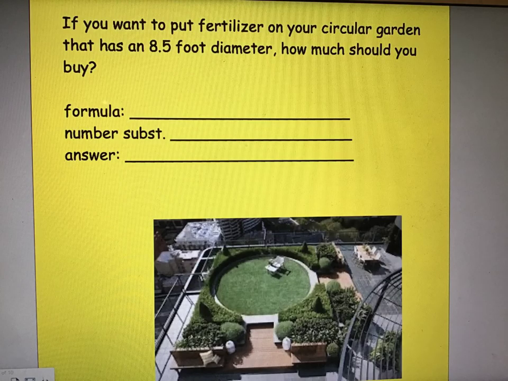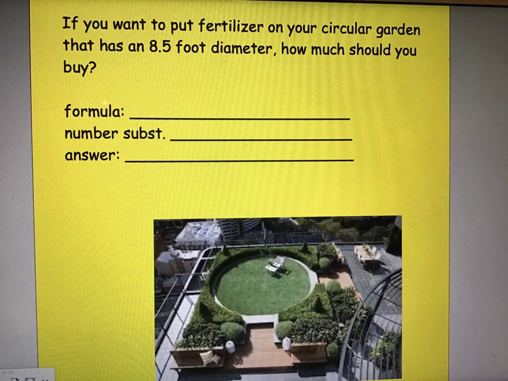Okay, this is the last question. It goes in that bottom box. You're going to put fertilizer on a circular garden that has an 8.5-foot diameter. How much should you buy? So this is very typical of an MCA question. They don't tell you what you're trying to do. They don't tell you if it's area or circumference. You have to figure all that stuff out.